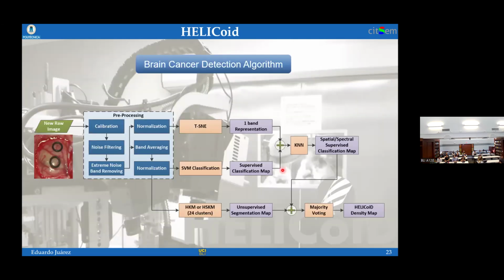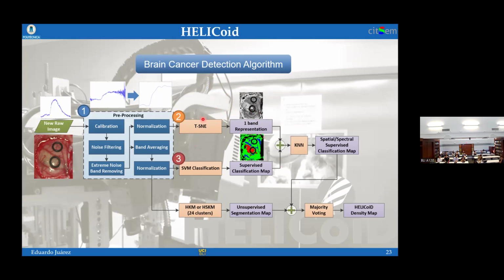So how is the HELICoiD brain cancer detection algorithm? This is the block diagram. There are different stages. The first one is the pre-processing to calibrate and to reduce the noise. Then we have an algorithm to reduce the dimensionality of the data. As I mentioned before, we have more than 800 wavelengths, so we have a space of at least 800 dimensions, and we don't want to work with that because it's really complex. So we solve that problem and we change from the hyperspectral image to a one-band representation of that image, obtained with this dimensionality reduction algorithm.